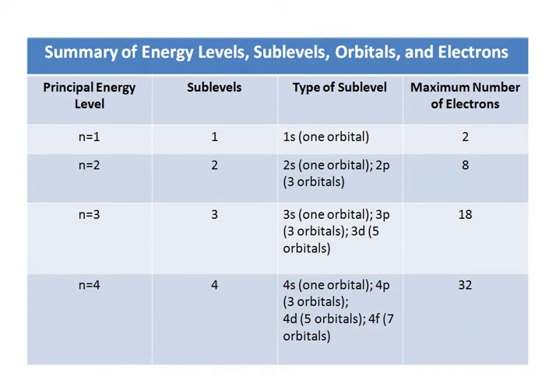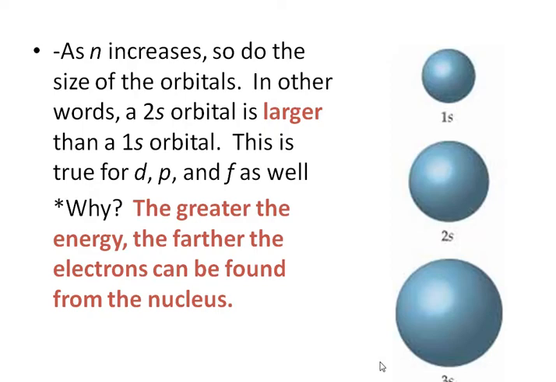All right, and then this is just another one showing you what I showed you on that other diagram, which is that as you go down in energy level, so here's the n equals 1 level, here's the n equals 2, here's the n equals 3, the orbitals get larger and larger, okay?